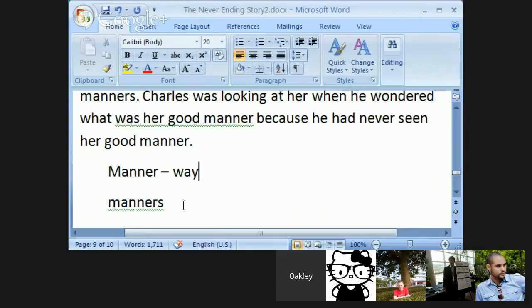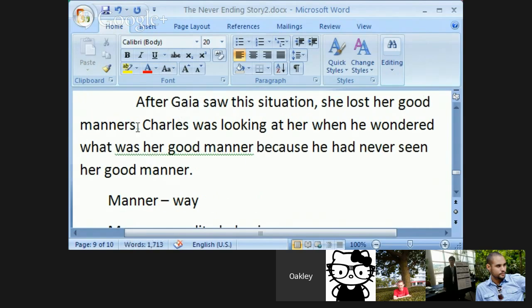That is completely different from the concept of manners, which basically means polite behavior. Manners, because of the formal sentence. Right, she lost her good manners. She's kind of weird. When he wondered what was her good manners. Manners. Three manners? No, it's uncountable. This is challenging for me to actually construct this sentence, really.